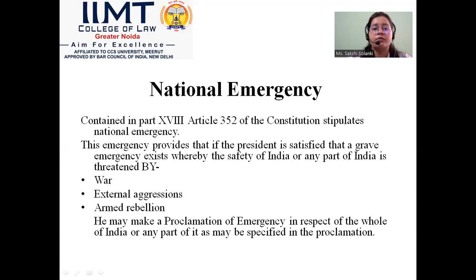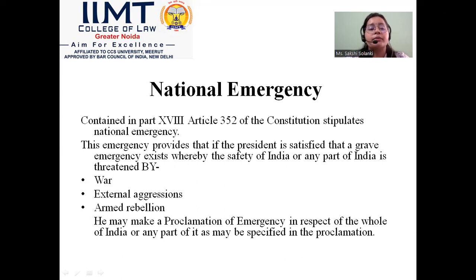First of all, we will discuss the national emergency, which is one of the most important topics in the Constitution of India. It has been contained in Article 352 and Part 18 of the Indian Constitution. This provides that if the President is satisfied that a grave emergency exists whereby the security of India or any part of India is threatened by war, external aggression, or armed rebellion, then the President may make a proclamation of emergency in respect of the whole of India or any part of it, as may be specified in the proclamation.